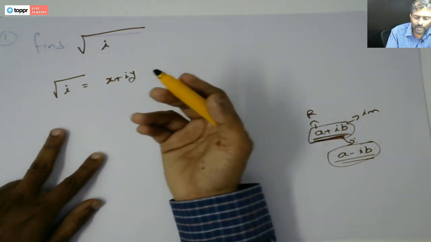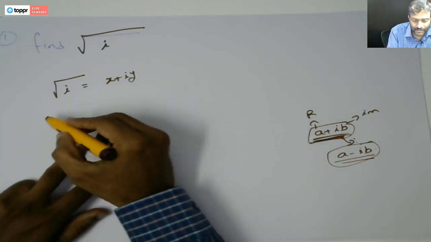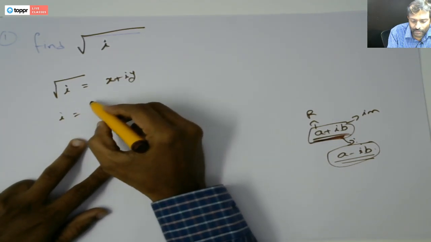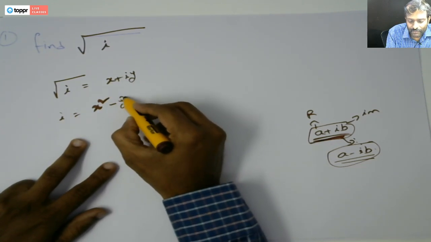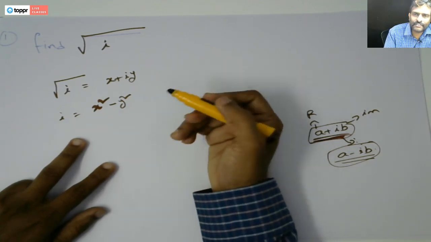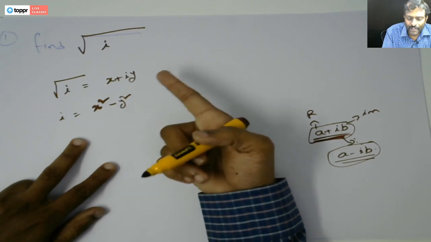So now I'm taking root i equal to x plus iy, which is a complex number here for me. Now let us try to expand this by squaring it on both sides. Then I will get i is equal to x square minus y square. Why am I getting minus y square? Because it is iy whole square, where i square is minus 1, and y square.